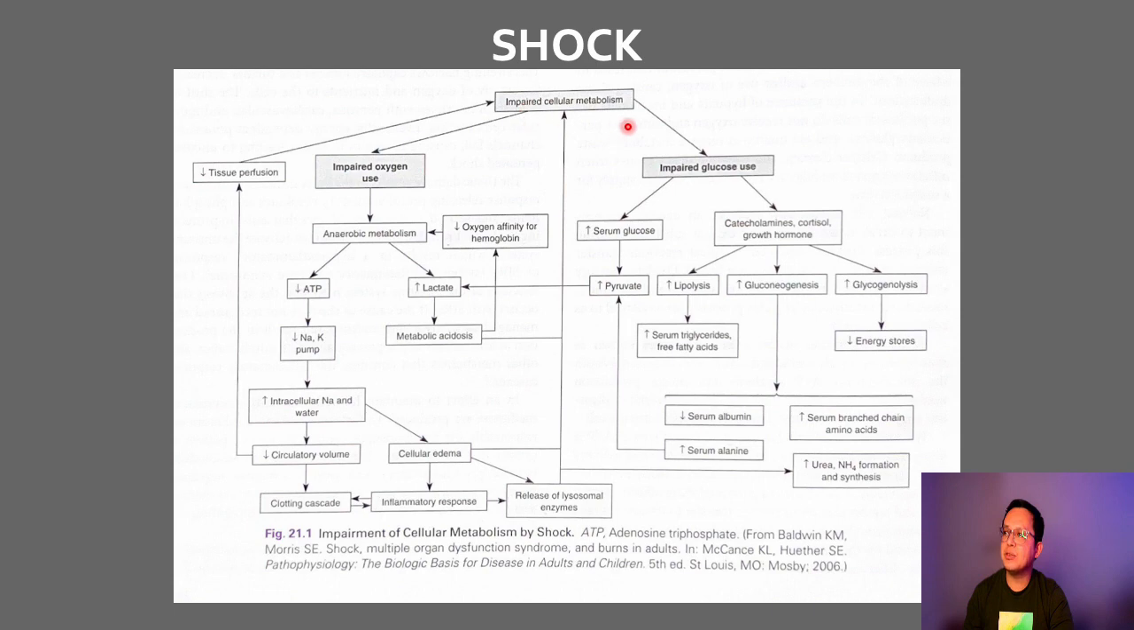So why does this occur? It's because of poor tissue perfusion, impaired oxygen use, or impaired glucose use. So these three are ingredients to shock. We'll discuss the types of shock later on.